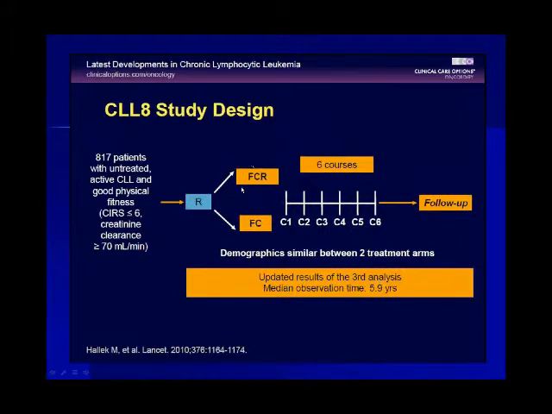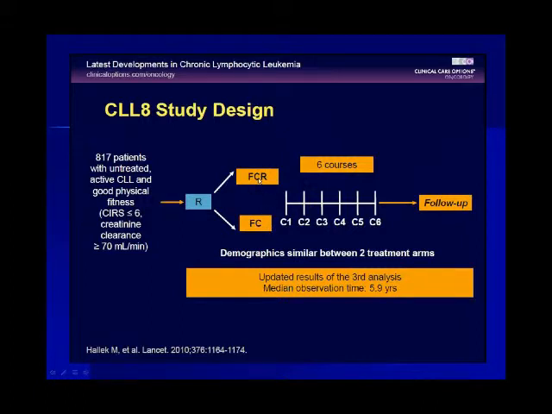So this is the combination, really, FCR, which is the gold standard, and I won't go into this in great detail, but it's a German study, the CLL8 study, and you can see large numbers of patients, 800 patients with untreated CLL, and you can see here the SIR score. So these are patients who are physically well, with a low SIR score, less than 6 there, and good kidney function. So you've got your fludarabine, cyclophosphamide, rituximab, and this was the first study that added in monoclonal antibodies.